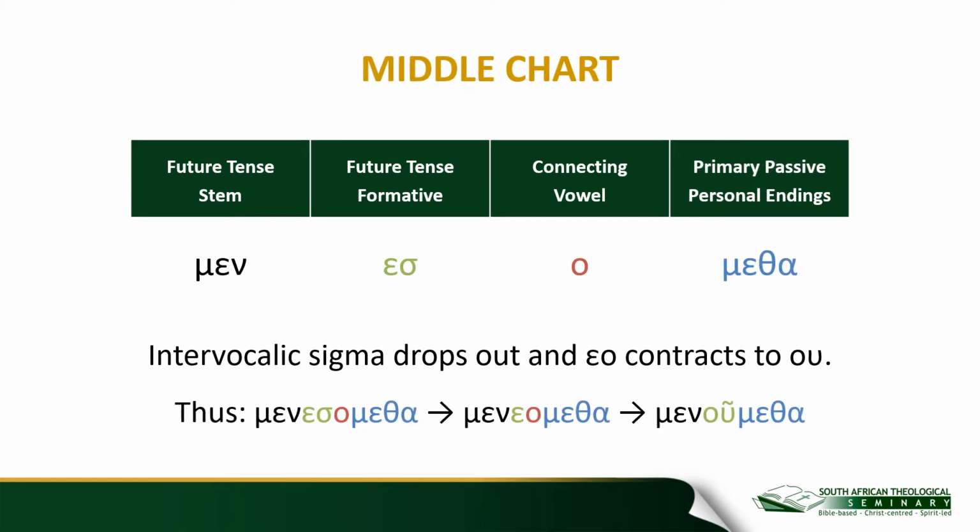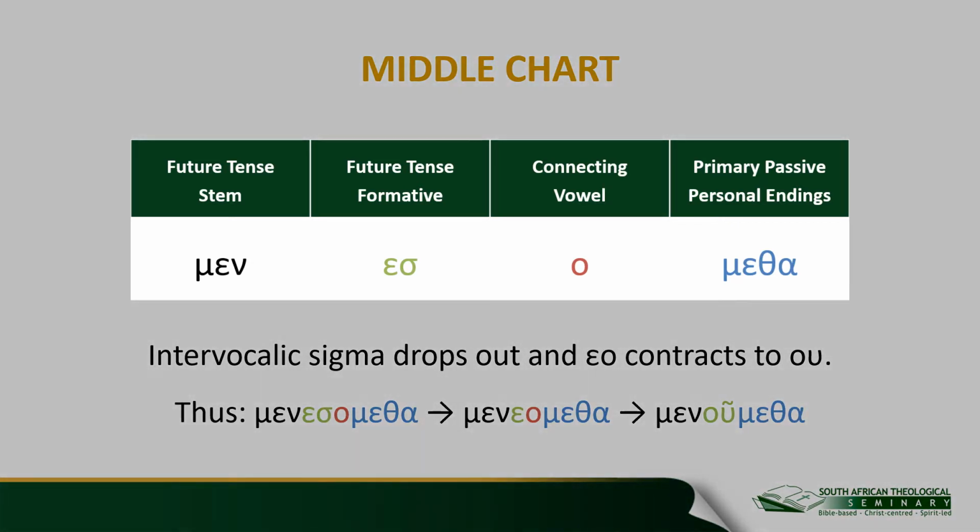The future middle of liquid verbs is built exactly the same way, except of course that we would use the primary passive instead of active personal endings. Once again, we would have the future tense stem, in this instance men. We add the future tense formative. Remember, for liquid verbs it's epsilon sigma, the appropriate connecting vowel, in the example omicron, and then the primary passive personal ending, in the example metha.